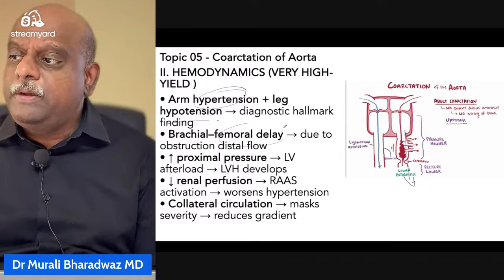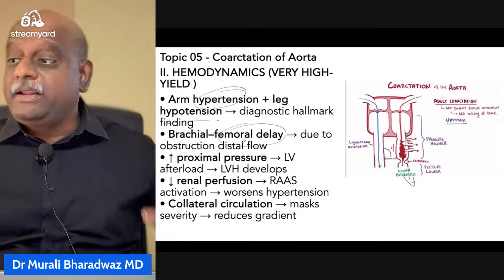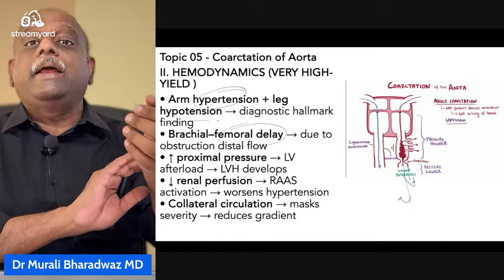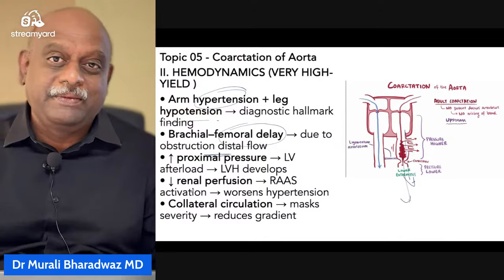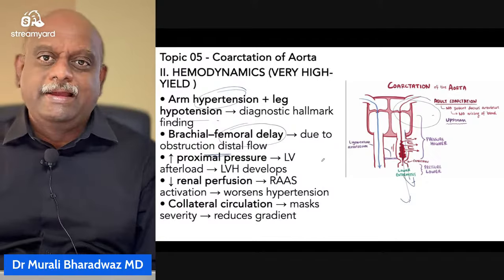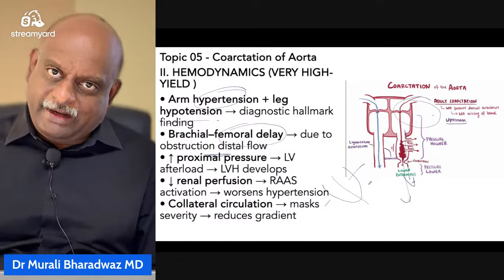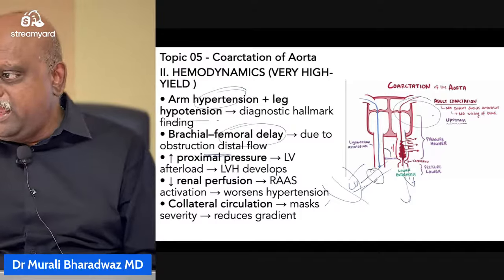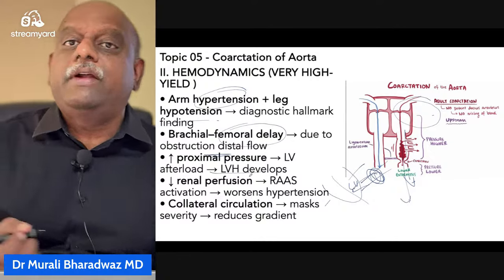There is a brachiofemoral delay. The blood is able to normally go into the upper limb, but there is an obstruction that is impeding the blood flow to the lower limb. That's the reason: feel the brachial pulse and feel the femoral pulse. There is a delay. And because of that increased pressure proximally, there is a load on the left ventricle. Because the aorta arises from the left ventricle, any obstruction will put a load on the left ventricle, leading to left ventricular hypertrophy.